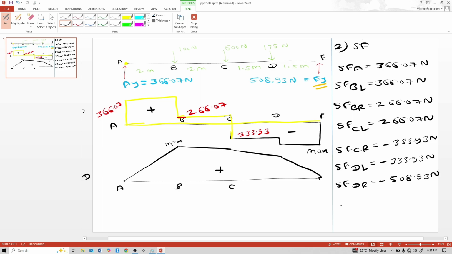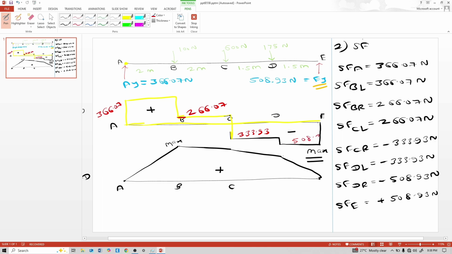And shear force at E is vertical, that means it is positive 508.93, because this is the reaction at E. So preliminarily, my diagram is slightly wrong, but see, my maximum is correct, because this is 508.93.